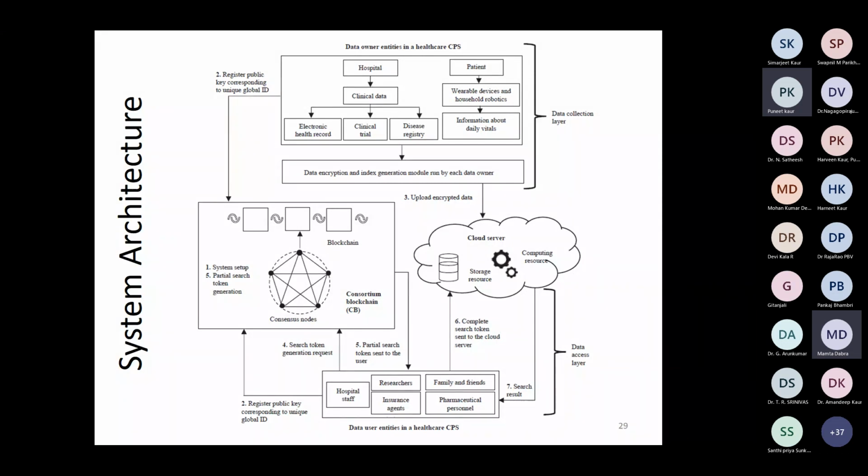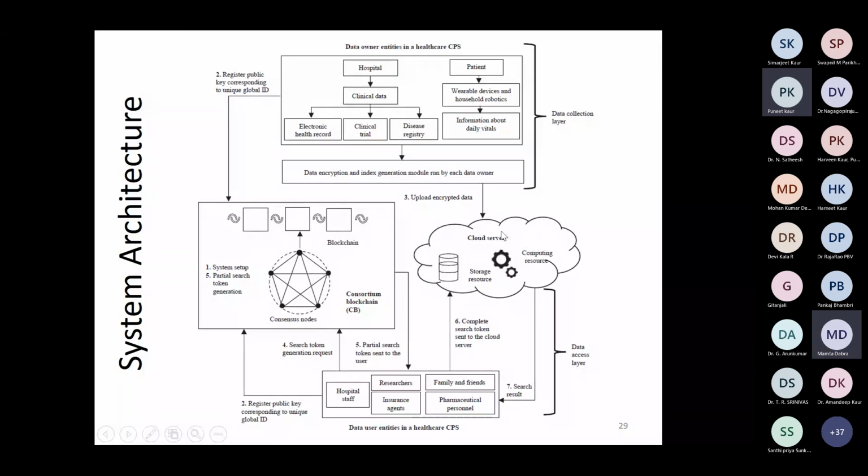After encryption, everything is stored at the cloud server. The data user is the one who wants to access the data stored at the cloud server, and he or she will generate a search token for that, which is sent to the cloud server, which stores all the encrypted data. The cloud server will perform the encrypted search on behalf of the data user and return the search result.